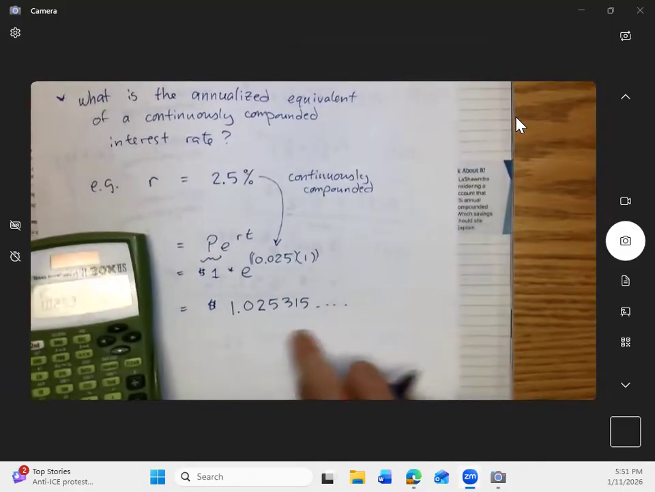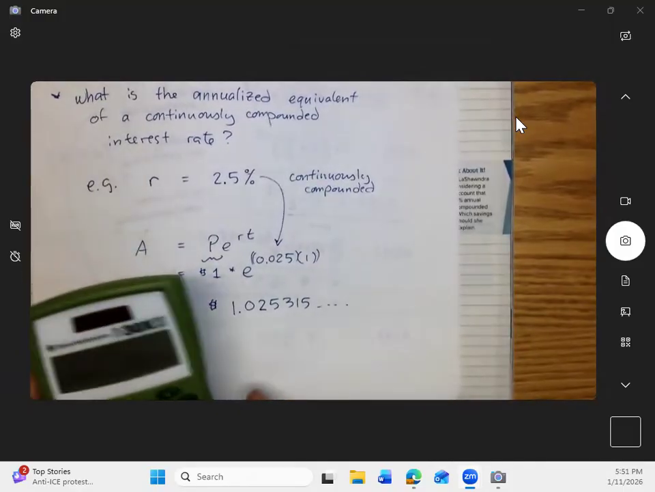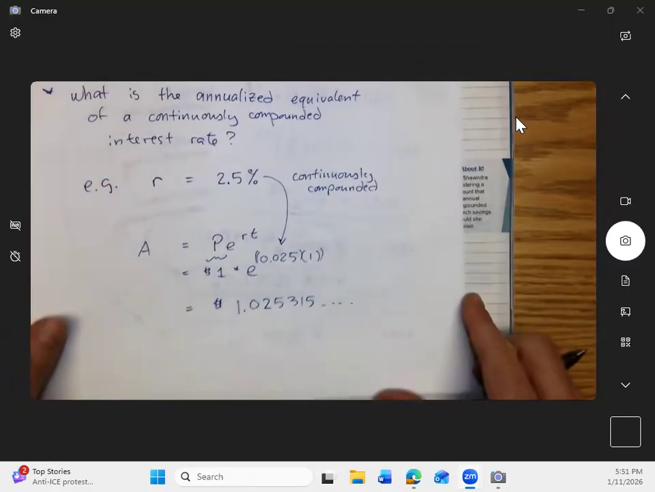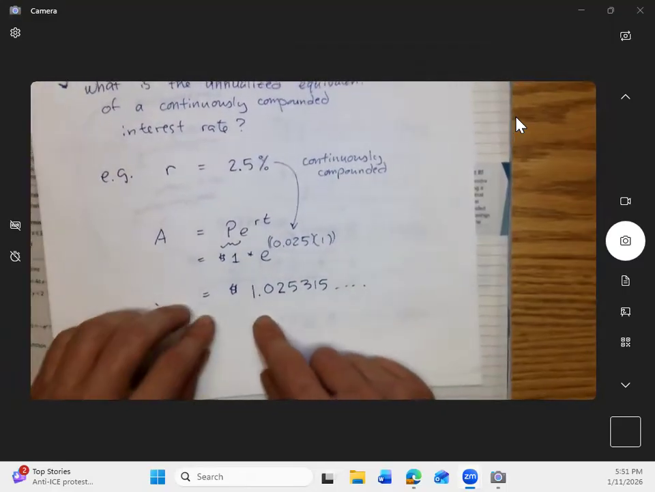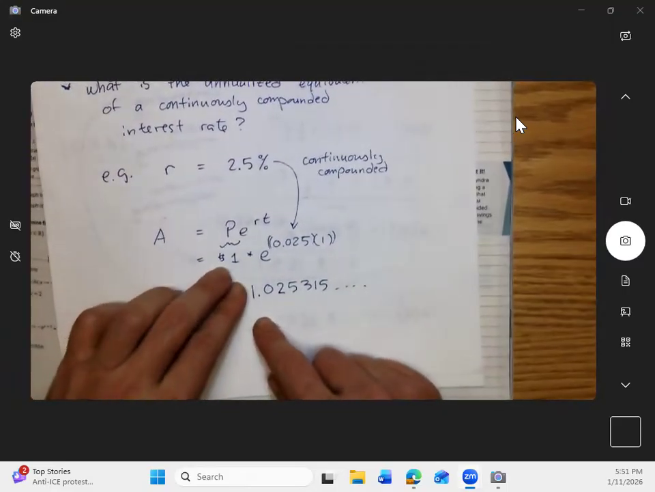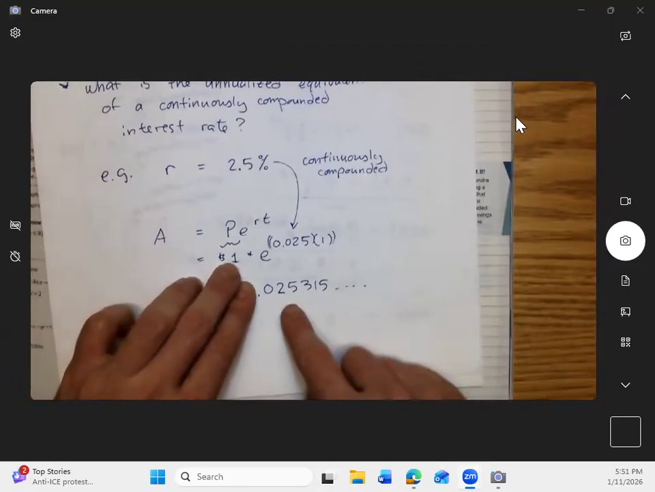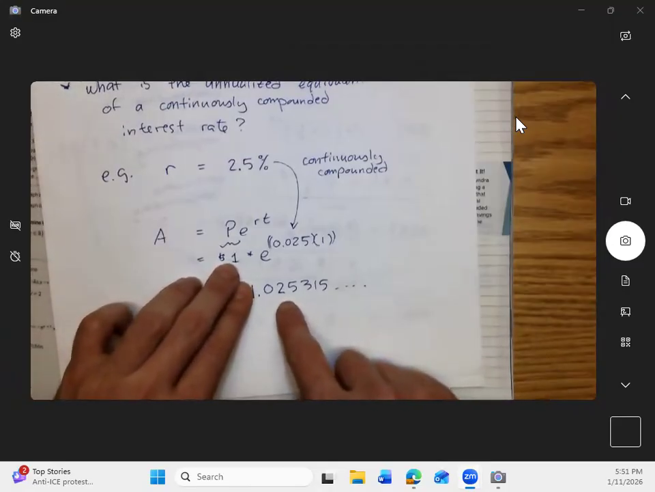1.025315, and it's just a decimal that keeps going on and on. But let's just say it hit it out there. It's just to round it at some point. Well, if you subtract out the original dollar and say how much money has my account grown by, it's this bit right here, the 0.02, blah, blah, blah.